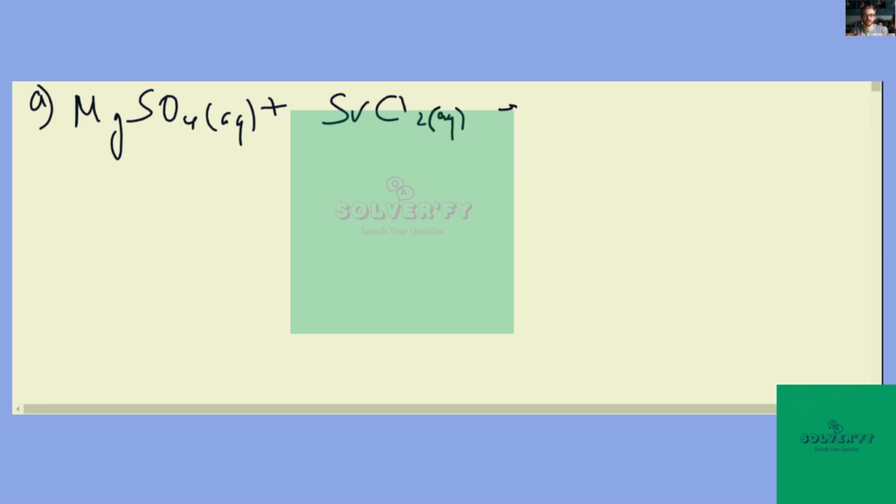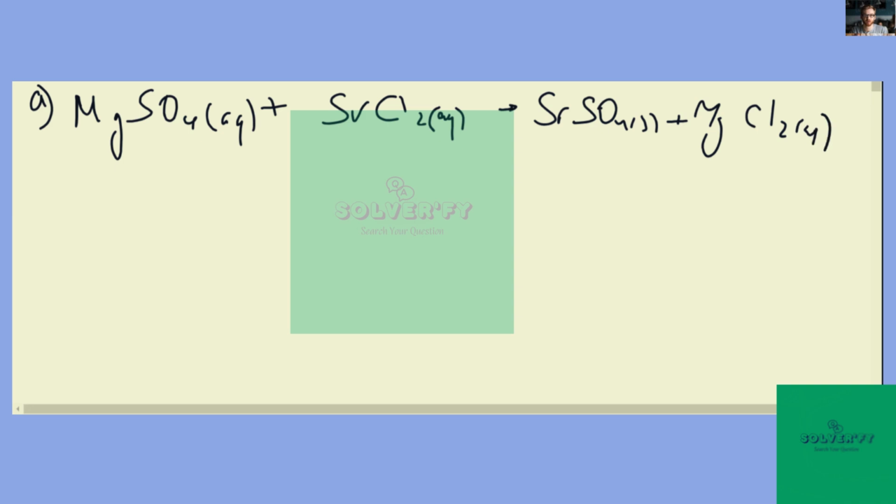Write down balanced complete ionic and balanced net ionic equations for 3 reactions. Let's start from part A, which is the reaction between aqueous magnesium sulfate and strontium chloride, which results in the formation of solid strontium sulfate and magnesium chloride.